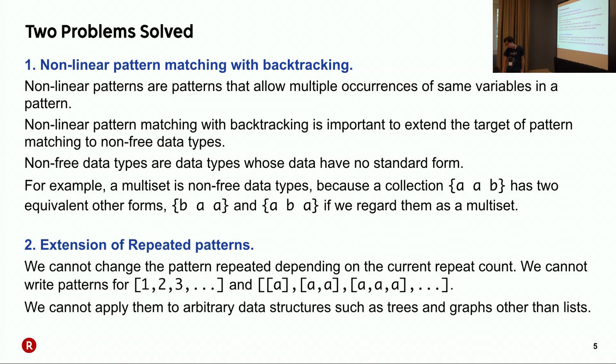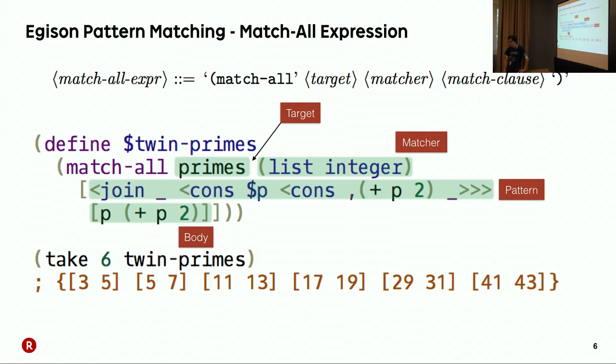Before showing the sample of loop patterns, let me show you a sample of a pattern matching expression of our language. This match expression extracts all twin primes from the infinite list of prime numbers. Match-all is a syntax construct for pattern matching in Egison. It takes a target, matcher, and match clause, which consists of pattern and body. Match-all expression evaluates the body expression for all pattern matching results and returns a collection.